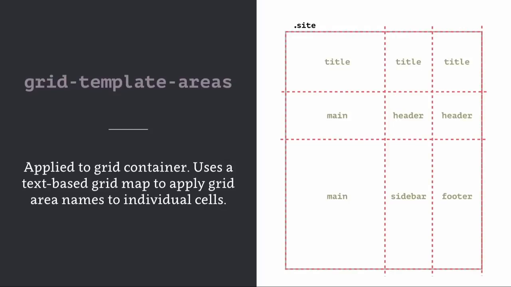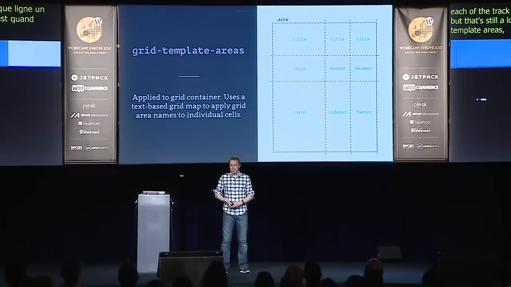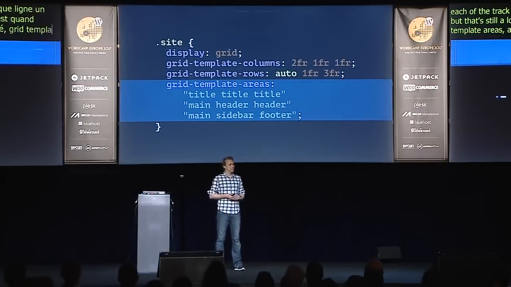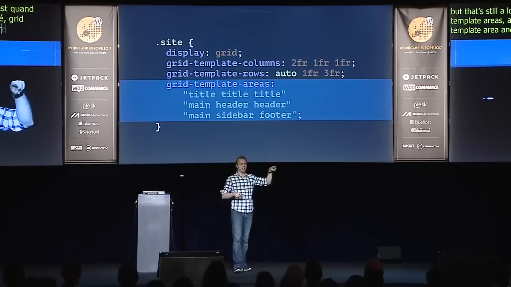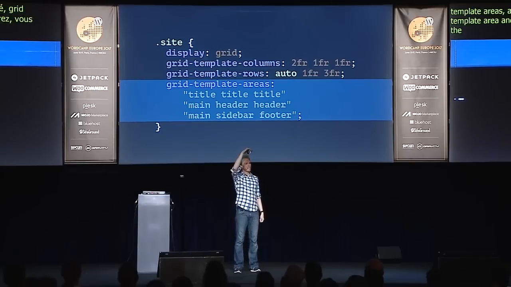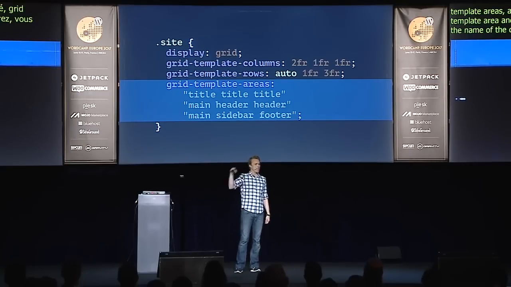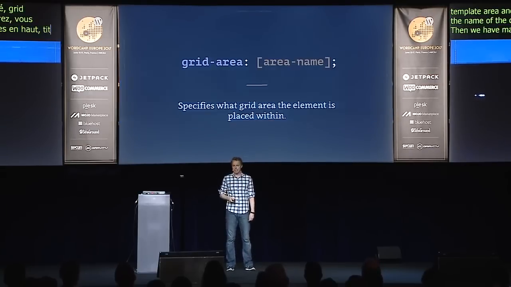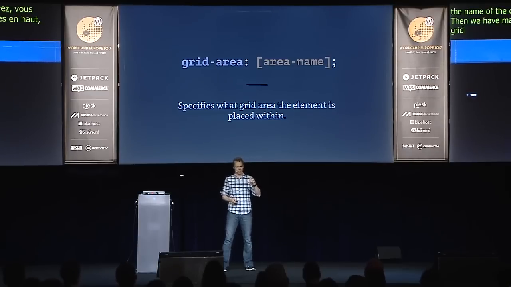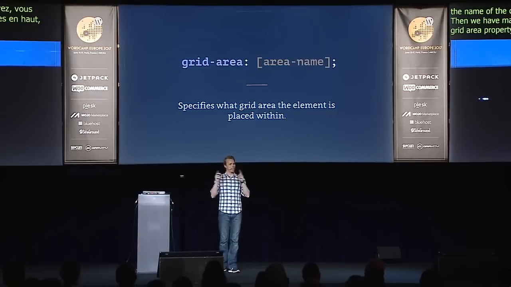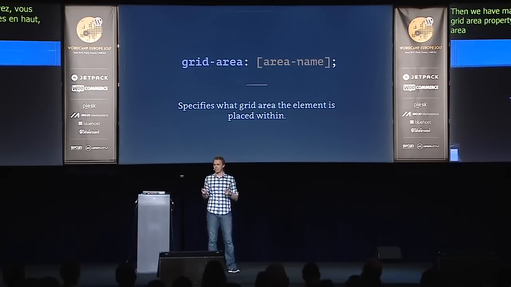So we have this new property called grid template areas. And grid template areas is nuts. It's almost like ASCII. You declare grid template area, and then you write out each of the cells in your grid, and you say, what is the name of this cell? So for instance, here, I have the three cells at the top are title, title, title. And then we have main, header, header, and main, sidebar, footer. Then you use the grid area property on individual child items, and you just declare the name of the area you want that element to appear.